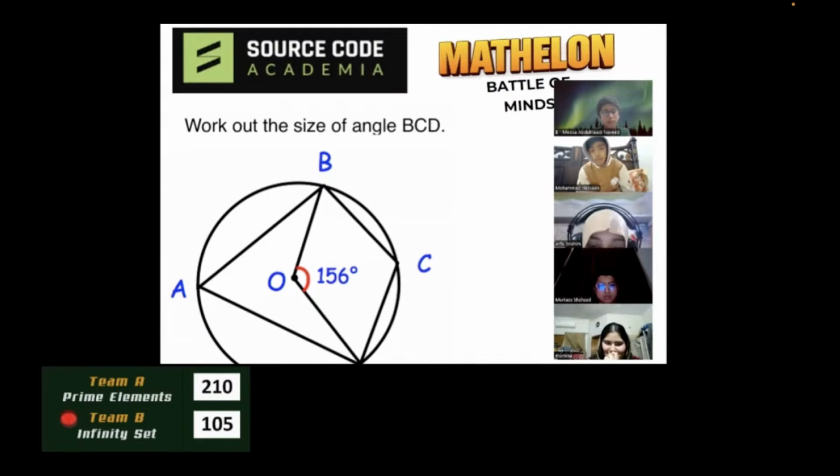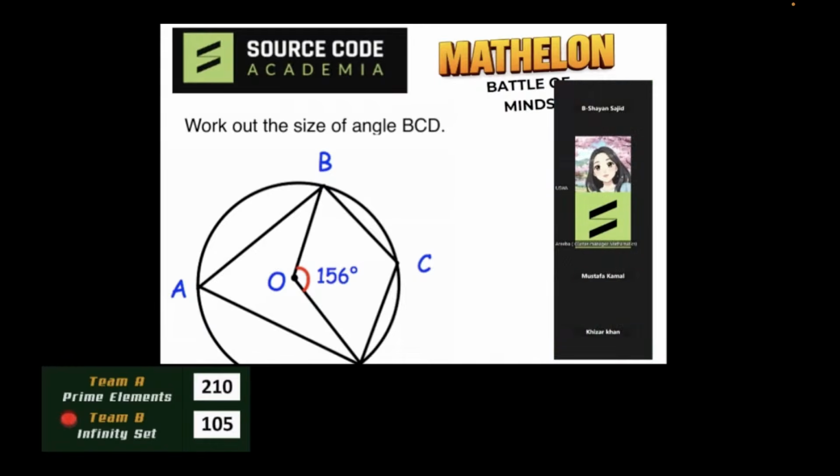75 plus 3, 78. This angle being formed here is 102, not 78, because 78 is formed at A. So the angle at the circumference is half the angle at the center. So what you have told is the angle formed at A.